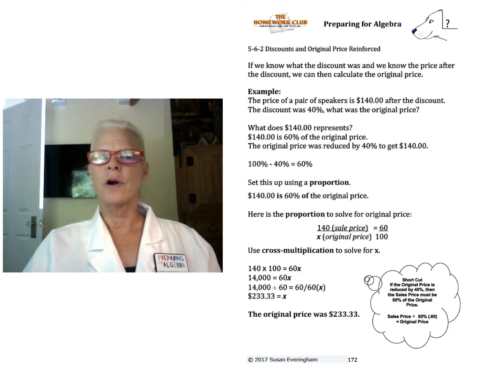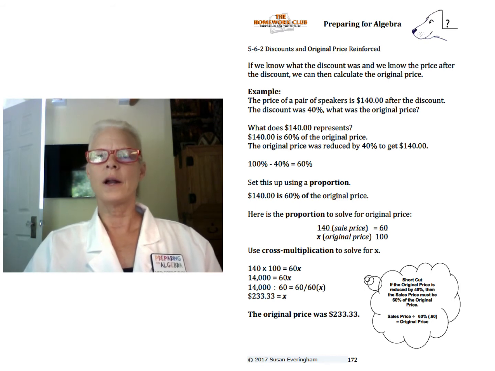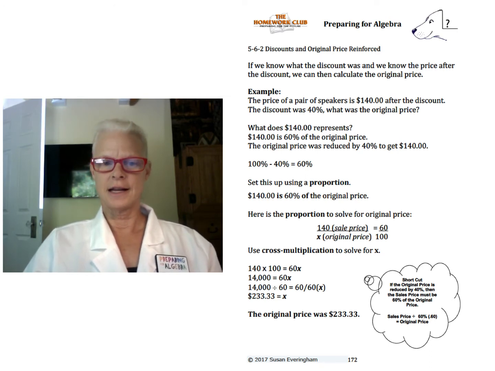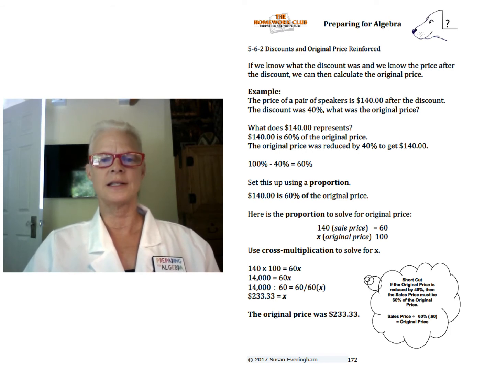The price of a pair of sneakers is $140 after the discount. The discount was 40%. What was the original price? So the 140 represents only 60% of the original price, correct? If 40% is off, that 140 is in fact 60% of the original price. And before we move on, I want you to see this sentence: 140 is 60% of the original price.